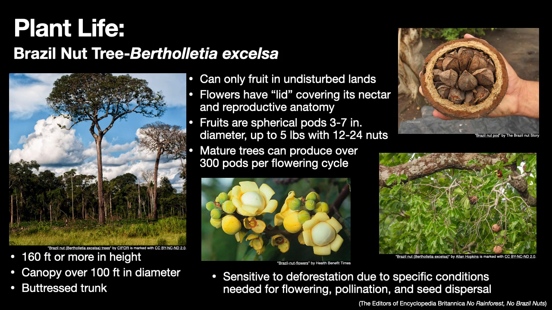Another giant of the Amazon standing at 160 feet or more is the Brazil nut tree. Its reproduction is difficult as the trees can only fruit in undisturbed lands, the flower's lids make pollination difficult, and only a single animal genus is adapted to break through the seed's woody casing.